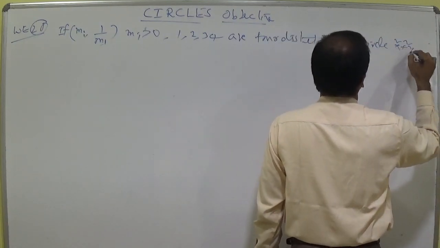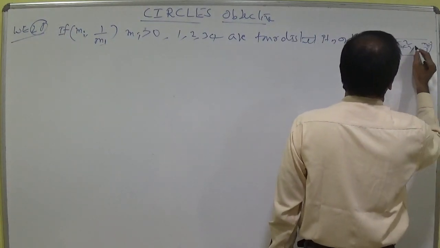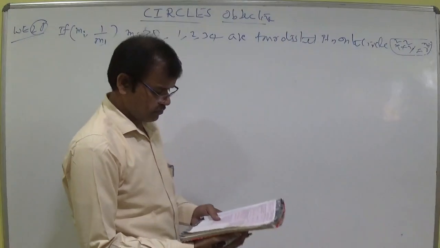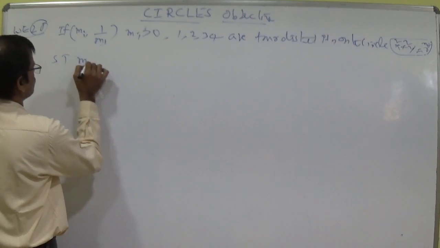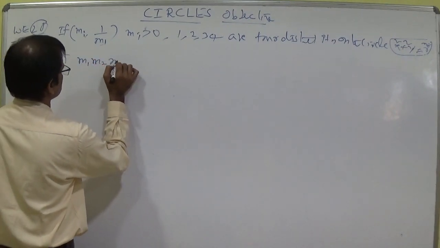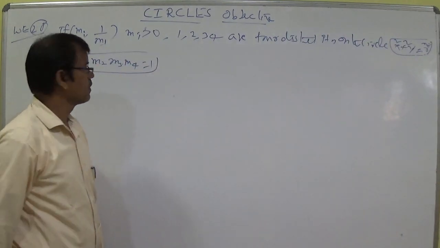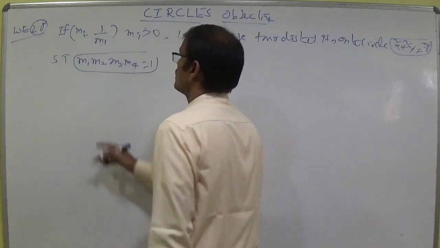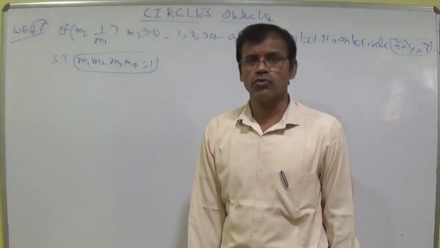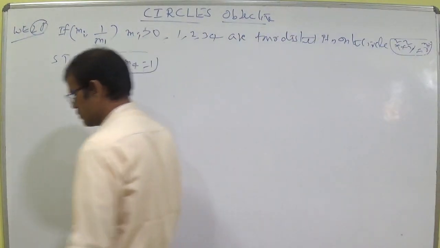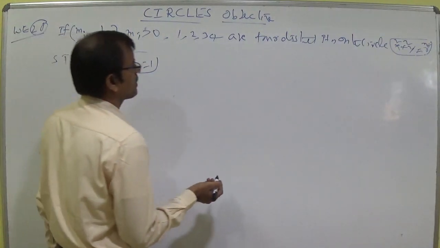I am considering the circle as x square plus y square is equal to r square. Of course, we can take a lengthy circle also, but x square plus y square equal to r square is easy. Then show that m1 into m2 into m3 into m4 equal to 1. That is, (m1, 1/m1), (m2, 1/m2), (m3, 1/m3), (m4, 1/m4) the points satisfy the property.